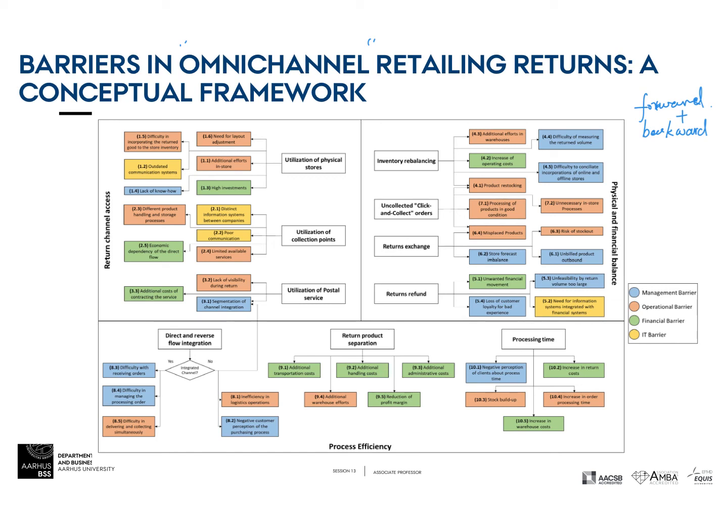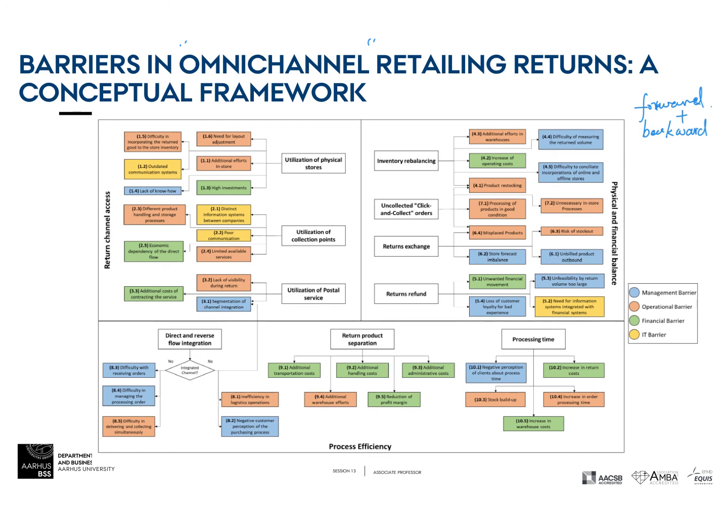In this diagram, the blue blocks are the management barriers, the orange blocks are operational barriers, the green blocks are the financial barriers, and the yellow block is the IT barrier. So you can see here we can pick up several management barriers. And the entire chart also includes three sections in this issue.